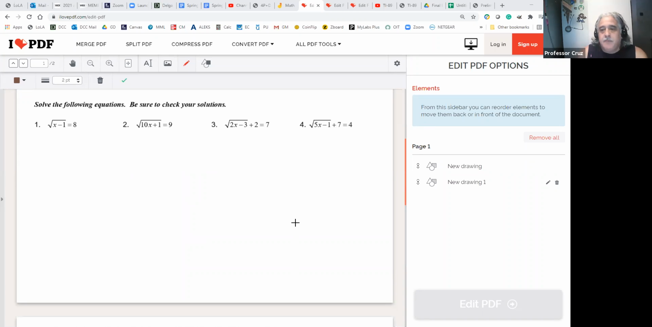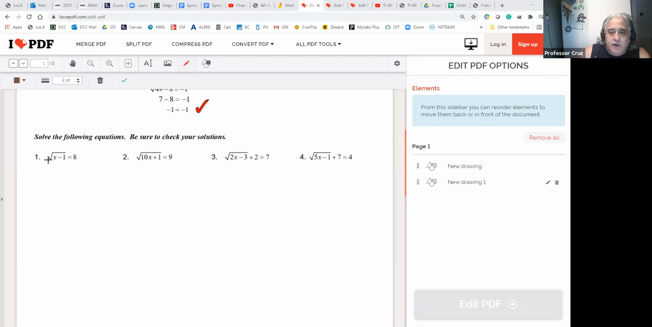All right, let's look at these here. Now, number 1 is set up to where we're already isolated with the radical on one side and the number on the other side. What happens when you square both sides? What happens when we square both sides of that? What are we going to get?